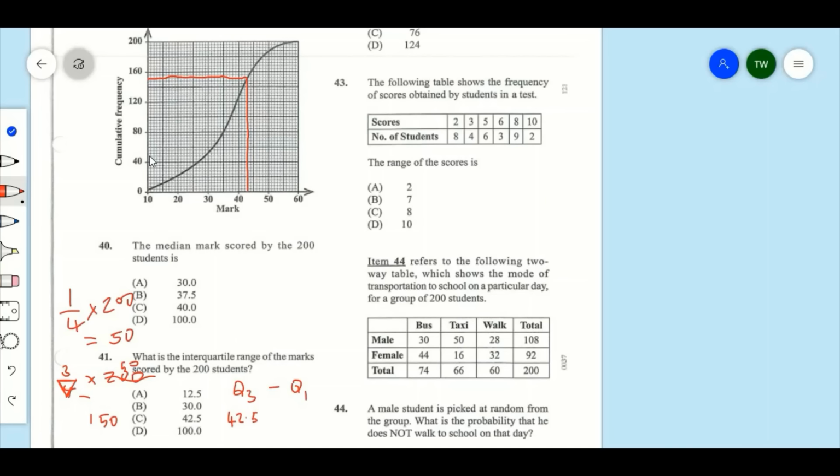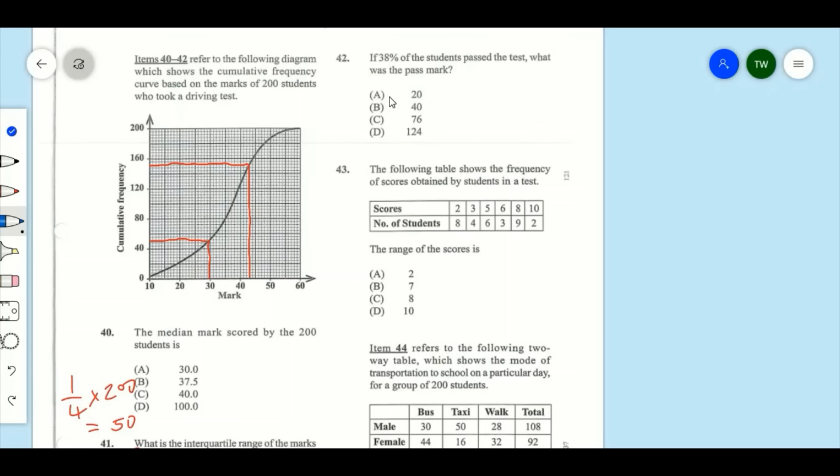Then we have 48. And then 50 is just about halfway between here. So we'd go across. The quartile range for Q1 is going to be 30. So it's going to be 42.5 minus 30, and that's going to give us 12.5. So the answer for question 41 is going to be A.